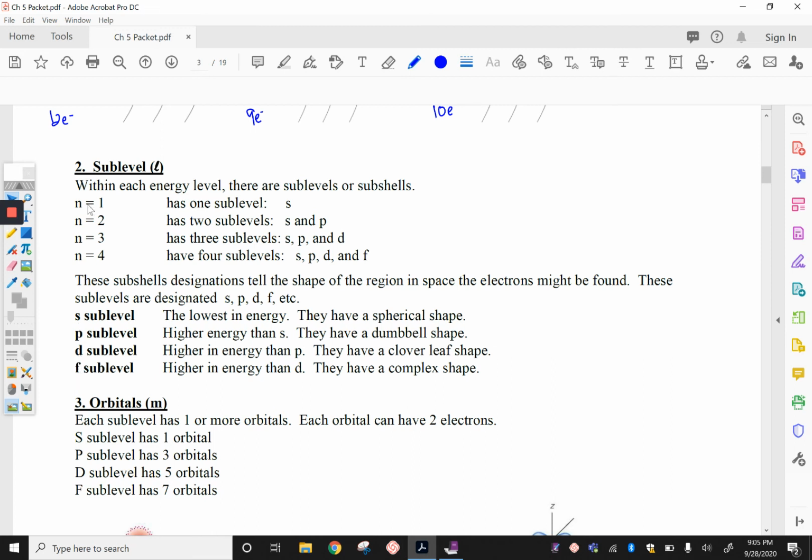So the first energy level we said has only one sublevel, so it only has the S. Second energy level has 2 sublevels, so it has the S and the P. Third energy level has 3 sublevels, S, P, and D. Fourth energy level has 4 sublevels, S, P, D, and F. Fifth energy level theoretically has 5, S, P, D, F, and theoretically G. Sixth energy level would have 6, S, P, D, F, G, and H, and so on.